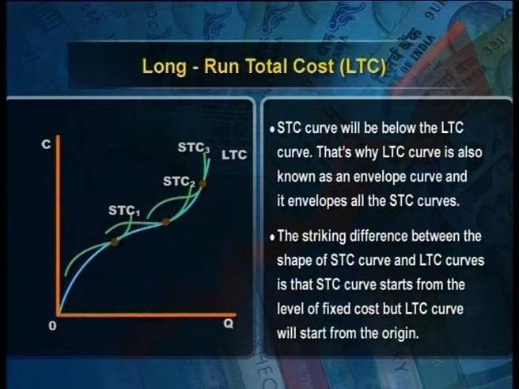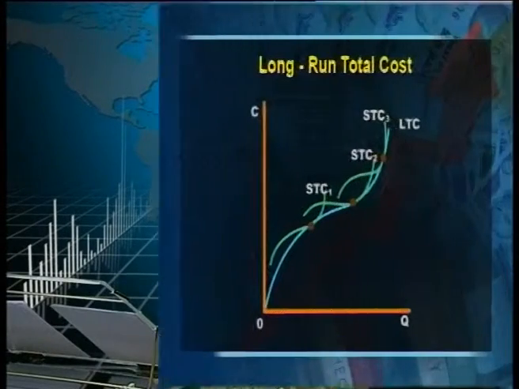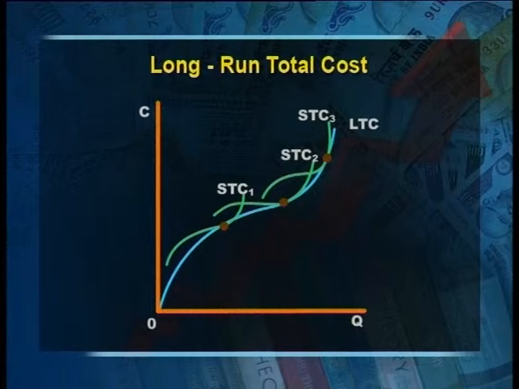The striking difference between the shape of these short-run total cost curves and long-run total cost curves is that short-run total cost curve starts from the level of fixed costs, but the long-run total cost curve will start from the origin. Can you understand why is it like that? Recall that there are no fixed costs in the long run. Another important thing we have to understand when you look at the shape of the LTC curve, it is reflecting the operation of law of returns to scale.